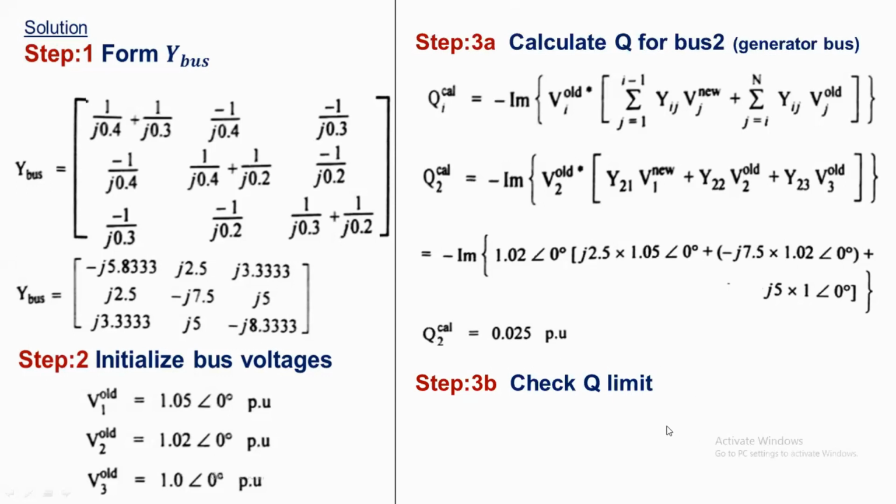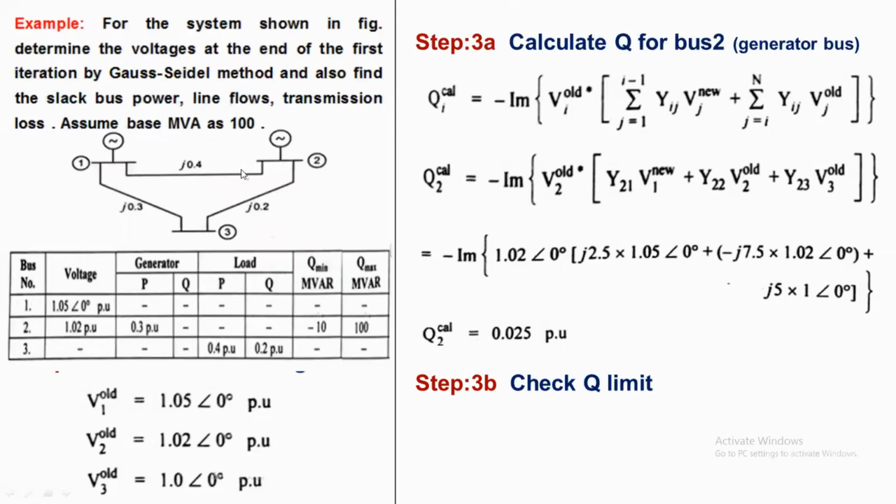In the problem, the Q limit value is mentioned. The Q minimum value is minus 10 megavolt ampere reactive, Q maximum is 100 megavolt ampere reactive. The minimum and maximum limits, the actual values are given. Then also the base value of 100 MVA is given. From this value, calculate the per unit value. Per unit value is equal to the actual value upon base value.